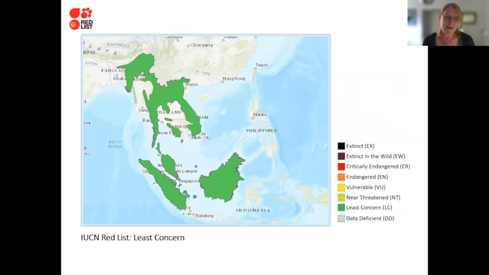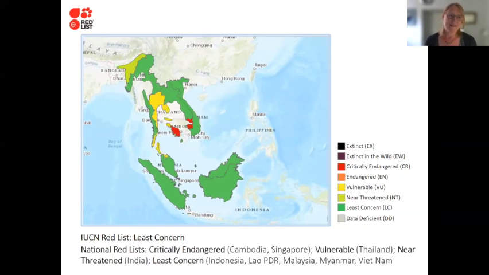But a national red list across any parts of that species range might actually list it as threatened or even worse. So in this example, we have a least concern species at the global level, but you can see that in parts of its range in Cambodia and Singapore, which you can barely see on this map because it's so small, the species is actually listed as critically endangered.